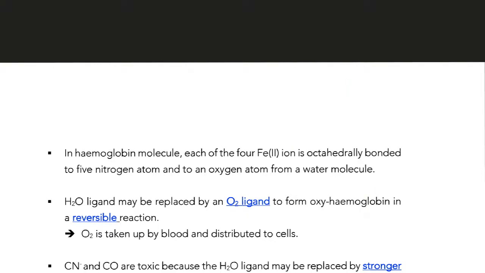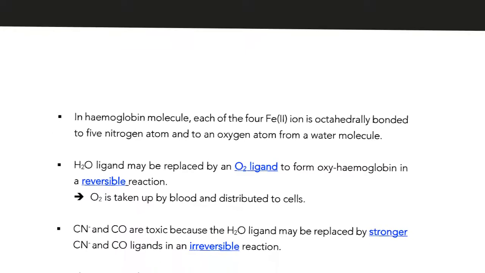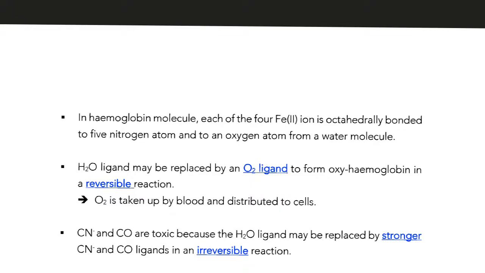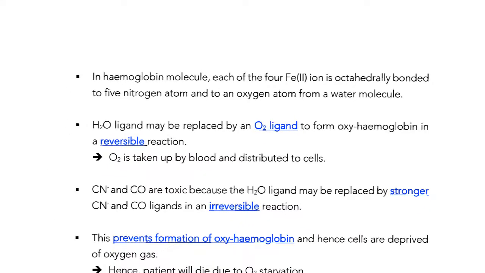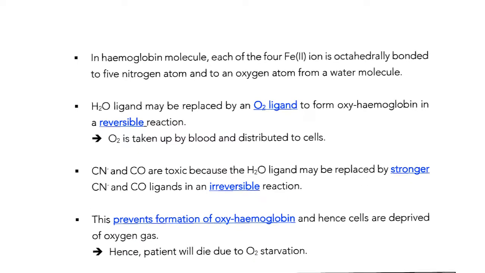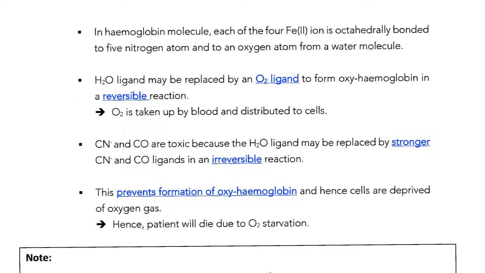Now, there are certain things that are toxic, like cyanide and carbon monoxide. Why are they toxic? It is because they are much stronger ligands, so they form stronger dative bonds with your iron center. They replace the water, but they refuse to let go of the iron. So the hemoglobin is rendered useless, it will not be able to form oxyhemoglobin, and of course, eventually you will die of the lack of oxygen.